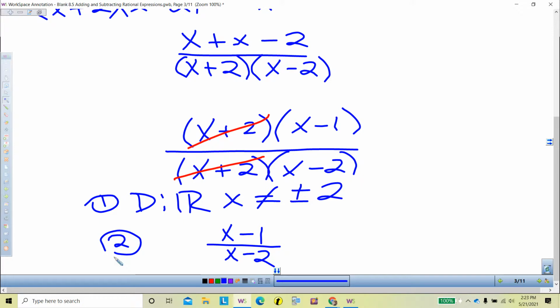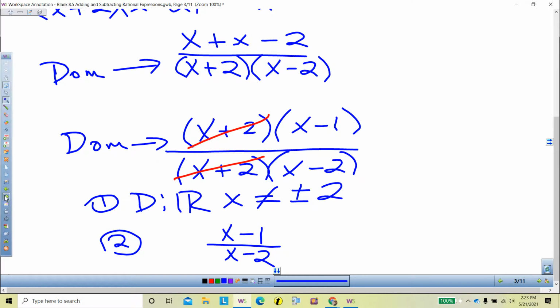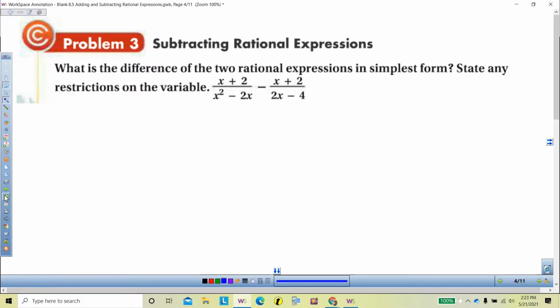So do domain once you combine everything. I could do domain here or here. Just as long as you do it before you cancel, you're good. Subtraction.